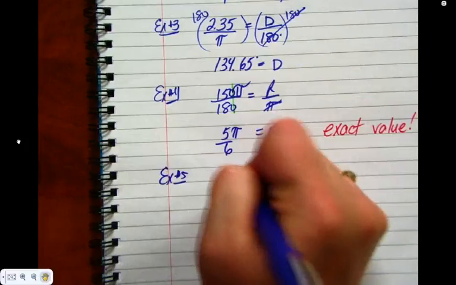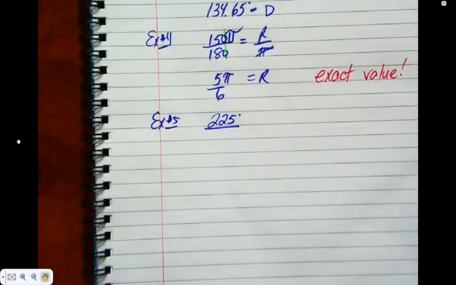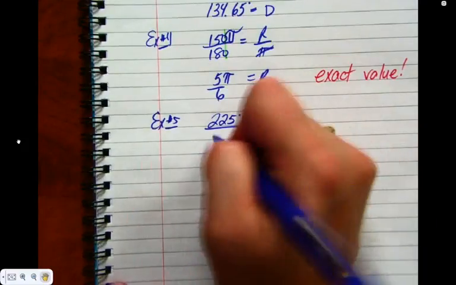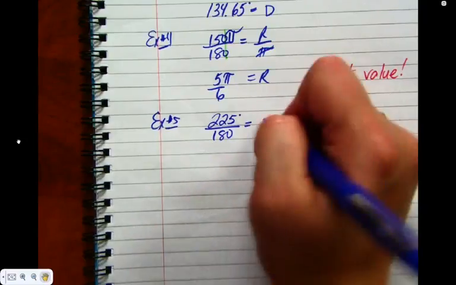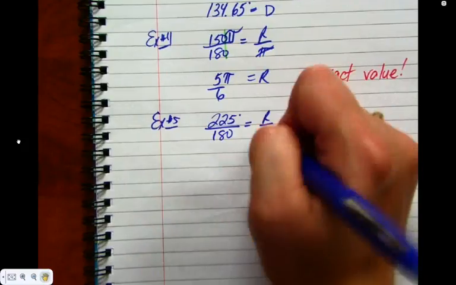225. Is that a degree or is that a rad? It's a degree, so what goes underneath it? What goes on the other side of the formula? What do we not know? R, and it's over pi.